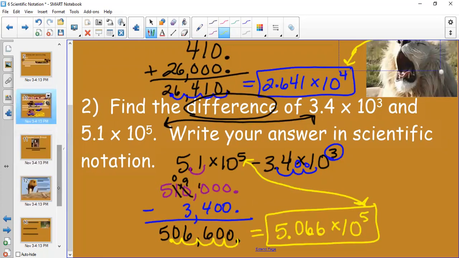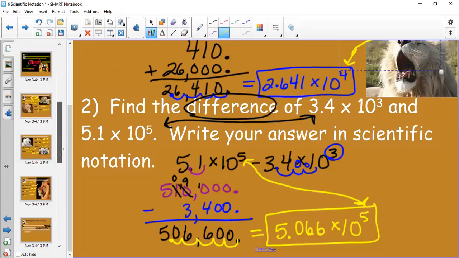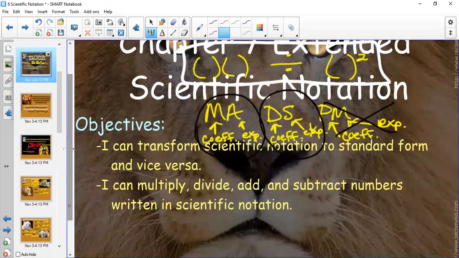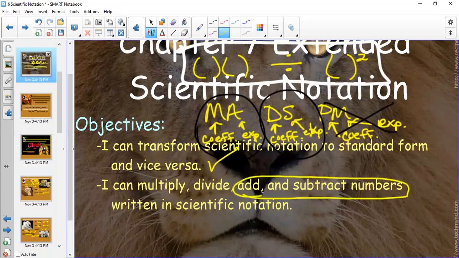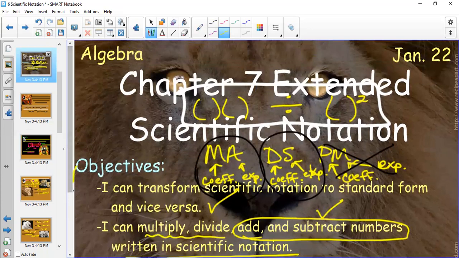All right, in class right now we had our commercial break. So going back to our objectives to see what we've covered. We have covered how to change things into scientific notation. We have covered how to add and subtract numbers that are written in scientific notation. Now we're going to go to the multiply and divide. Those, however, were shortcuts that we have learned. We have learned the MA problems and the DS problems, and we can use those shortcuts on these problems.